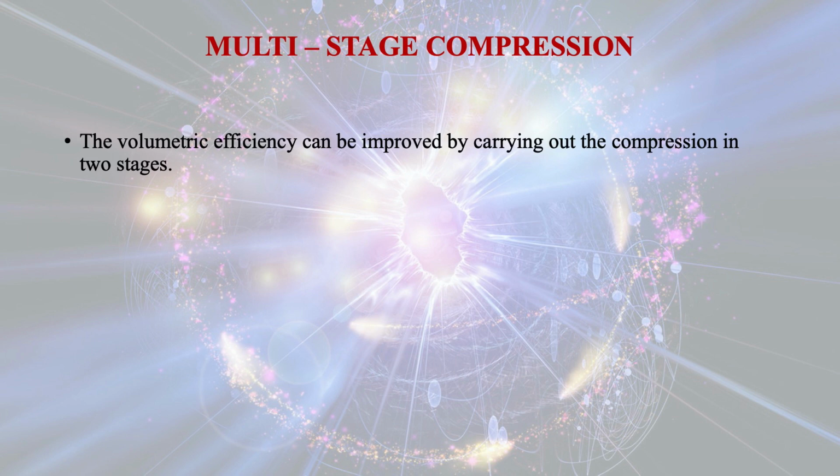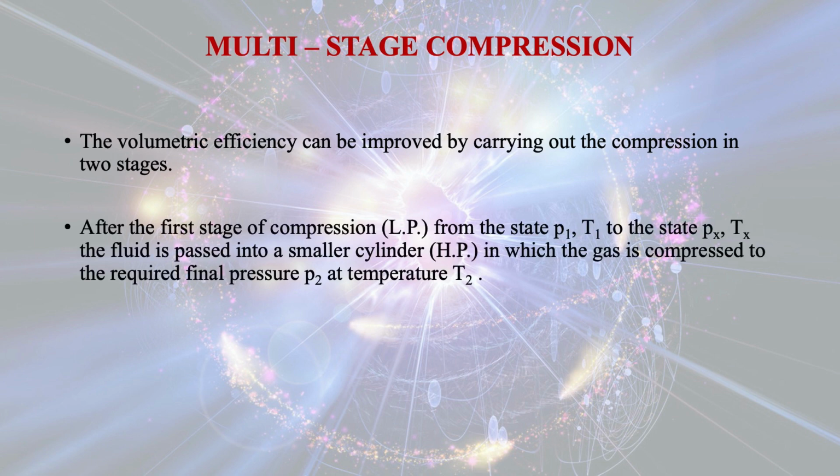The volumetric efficiency can be improved by carrying out the compression in two stages. After the first stage of compression, that is the low pressure stage, from the state P1 T1 to the state Px Tx, the fluid is passed into a smaller cylinder, that is the high pressure stage, in which the gas is compressed to the required final pressure P2 at final temperature T2.